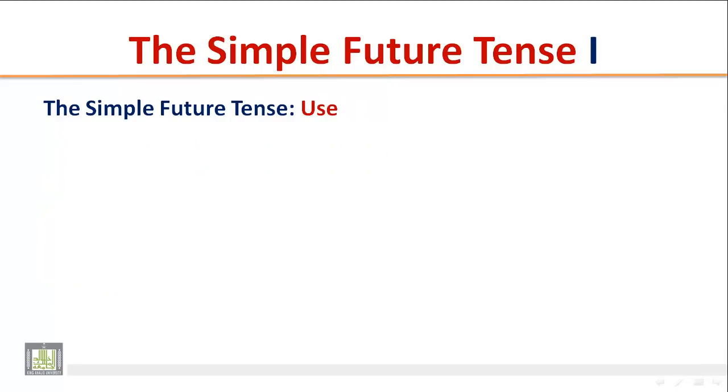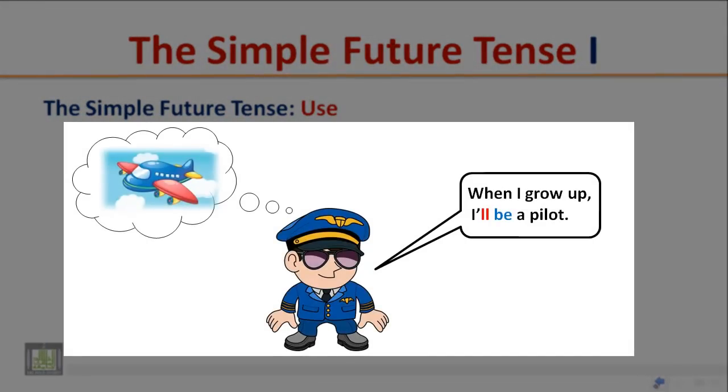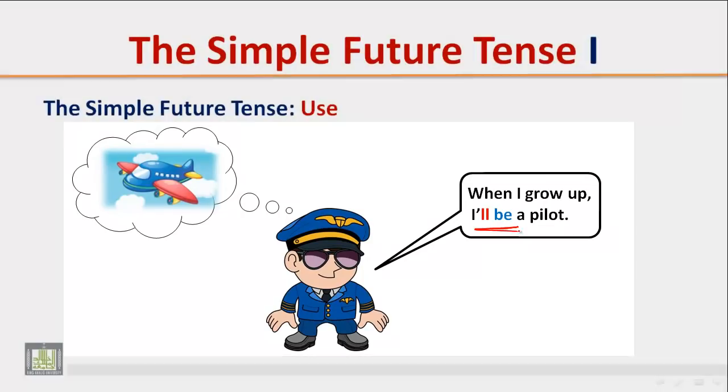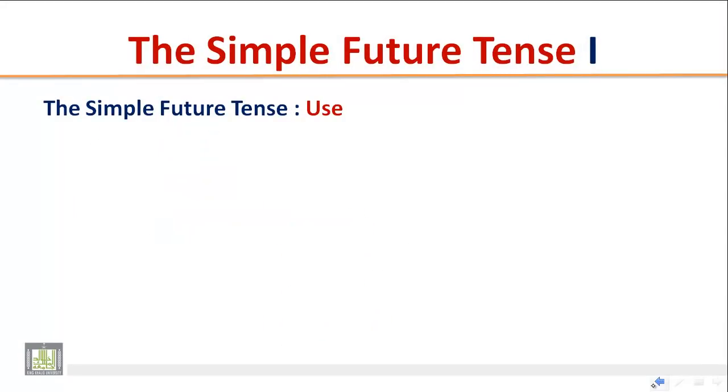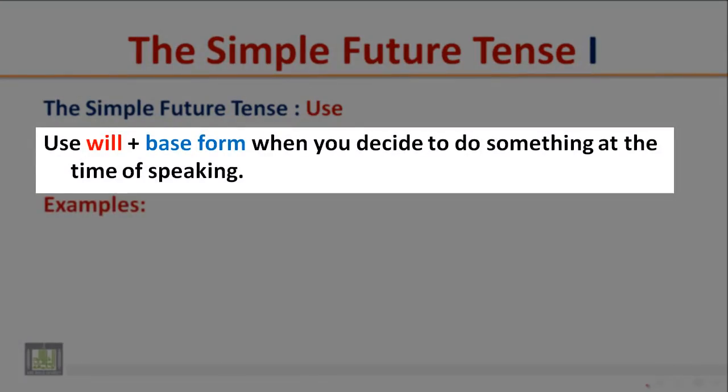The simple future tense: use. Listen to the following sentence. When I grow up, I'll be a pilot. The simple future tense: use. Use will plus base form when you decide to do something at the time of speaking.